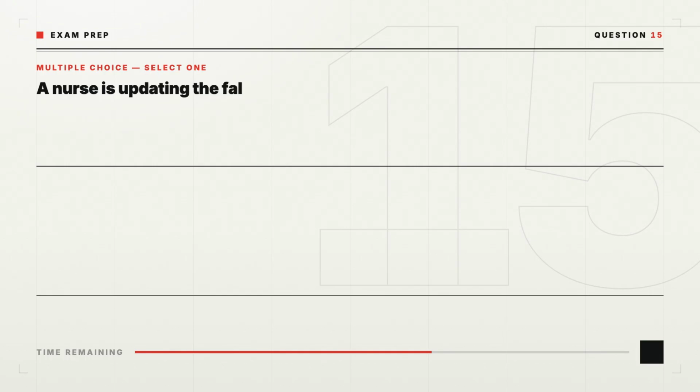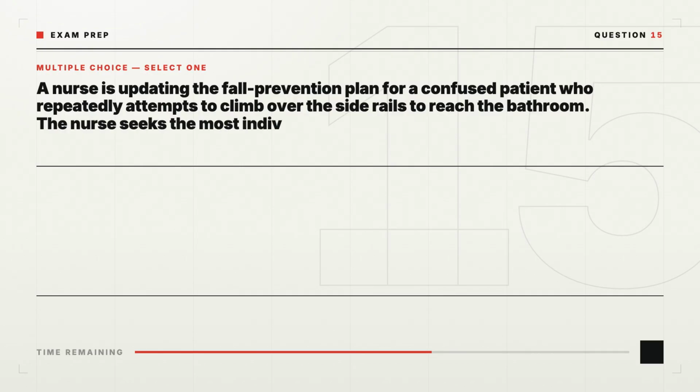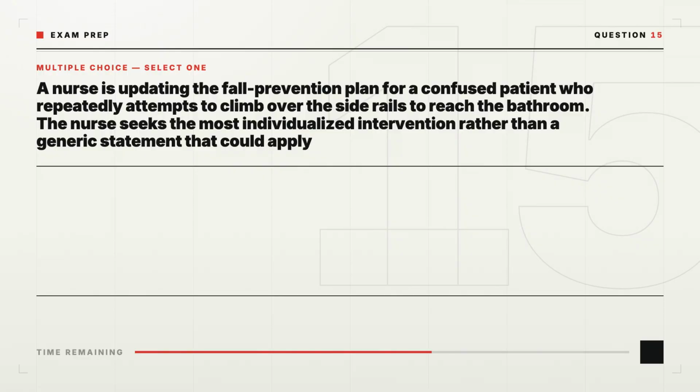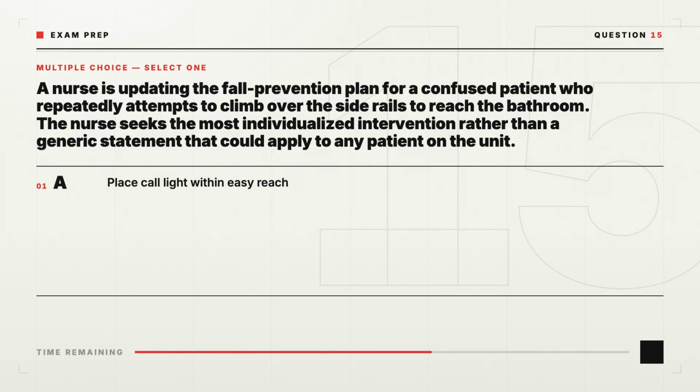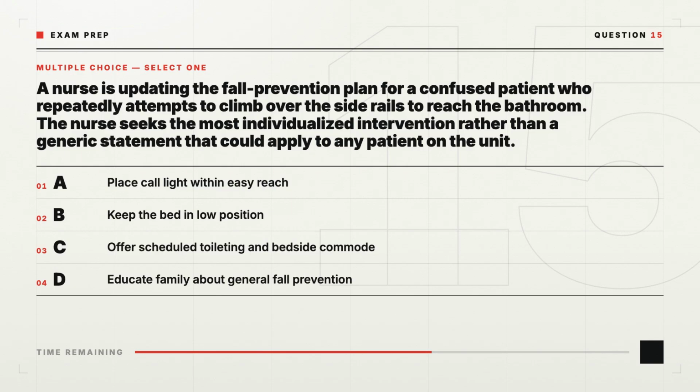Question 15. A nurse is updating the fall prevention plan for a confused patient who repeatedly attempts to climb over the side rails to reach the bathroom. The nurse seeks the most individualized intervention rather than a generic statement that could apply to any patient on the unit. Your options are: A. Place call light within easy reach. B. Keep the bed in low position. C. Offer scheduled toileting and bedside commode. D. Educate family about general fall prevention. Don't overthink it. Which one feels right?